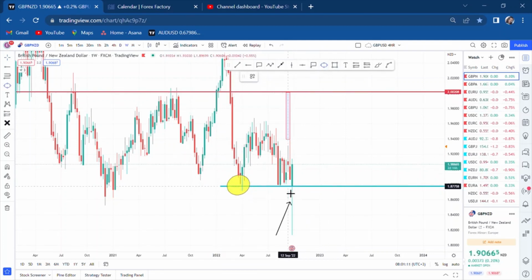So on weekly time frame, now everything is more clear. I have a double bottom. So on 4 hour, we have a break of structure that supports sell. On daily, we have nothing. We have the market on a channel. But on weekly, now everything is clear. I have a double bottom.